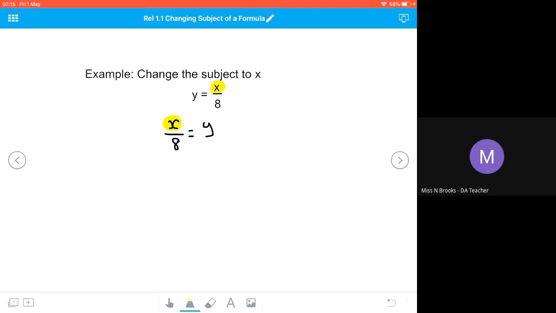So as I said, it's divide by 8. So I want to do the inverse process. So I'm going to multiply both sides by 8. And that gives me x equals 8y. And now I've changed the subject of my formula to x.